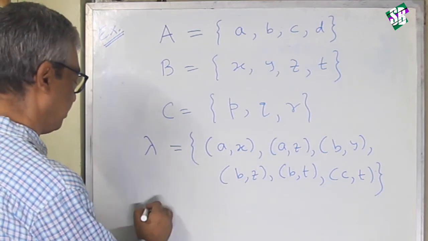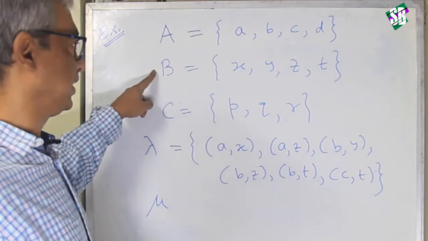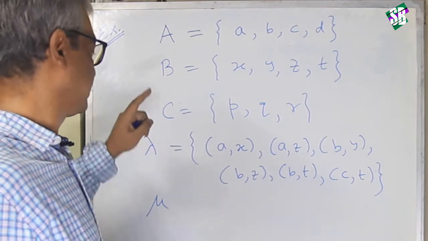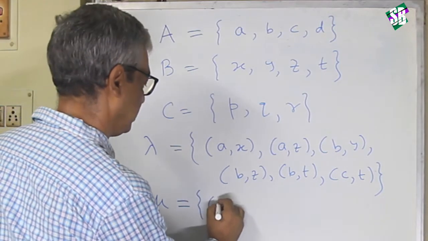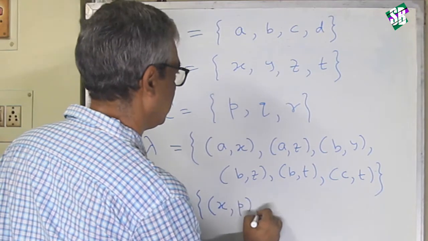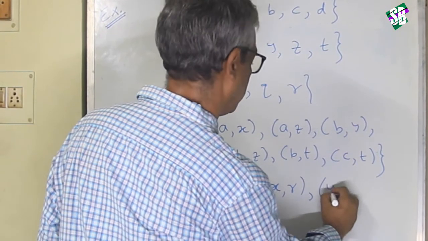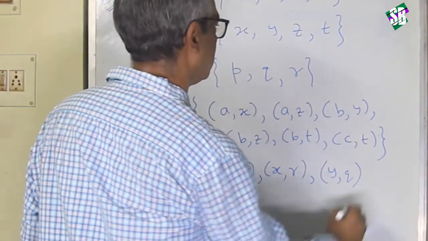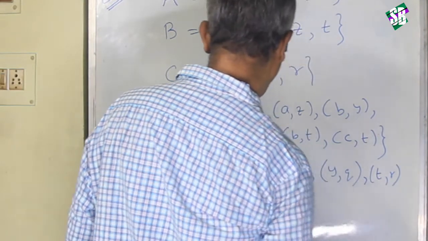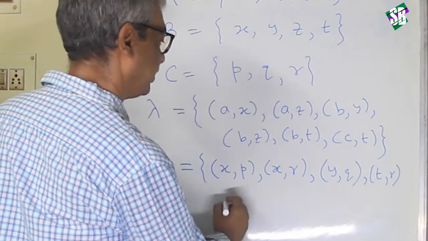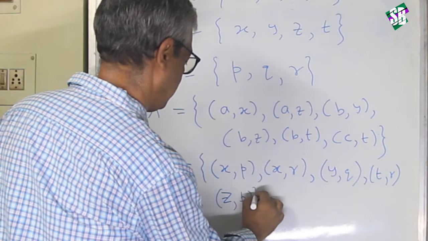and let mu be a relation from the set B into the set C, and let it be given by (x,p), (x,r), (y,q), (t,r), and let one more element, (z,p). Okay.